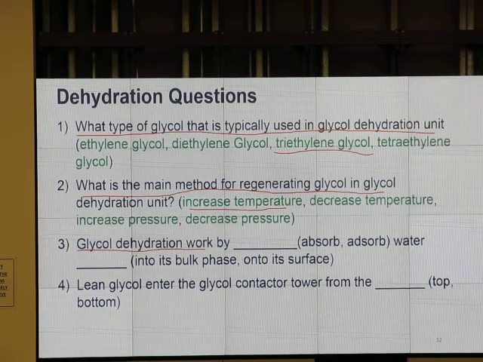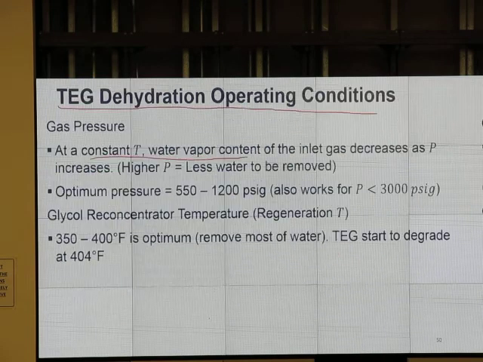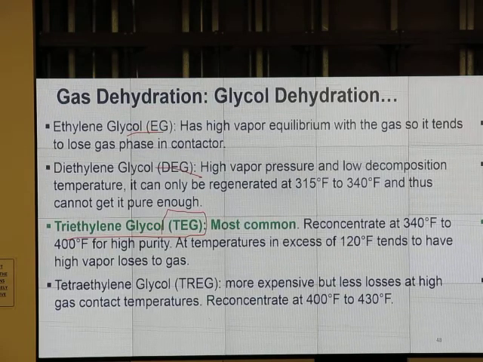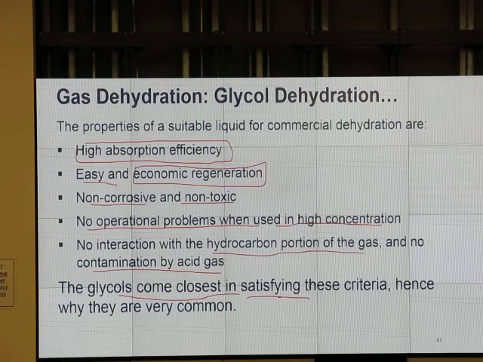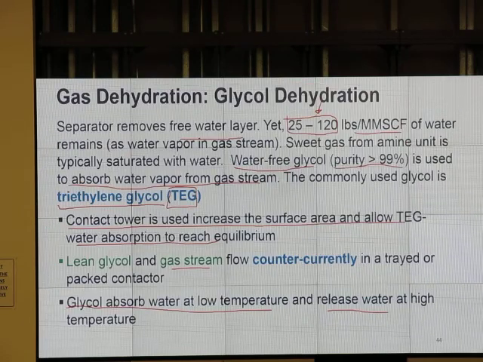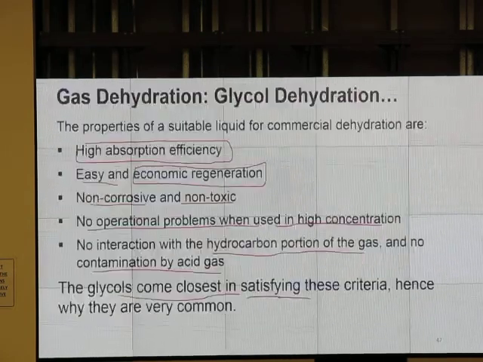Glycol dehydration works by absorption or adsorption? AD or AB? Absorption, right? So it works by absorption, with B. Okay. It absorbs water in the bulk phase at low temperature.